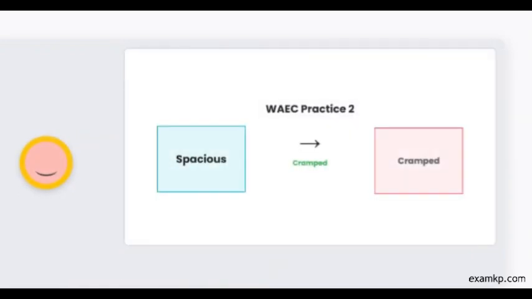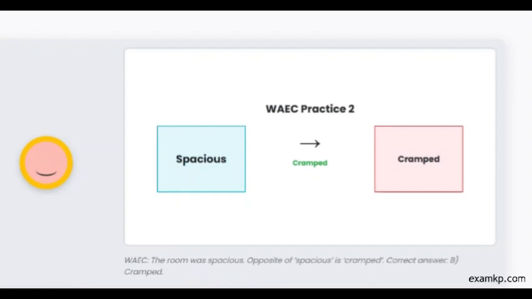Question 2. The room was spacious. A. Large. B. Cramped. C. Wide. D. Open. Spacious means having a lot of space. The opposite is cramped, meaning tight or small. Correct answer is B. Cramped.